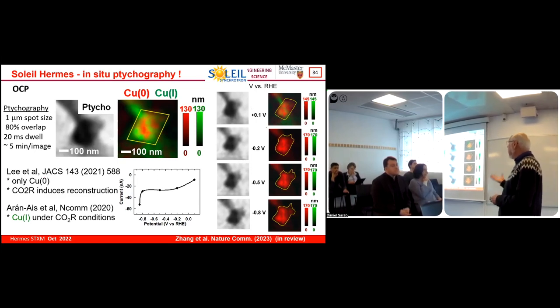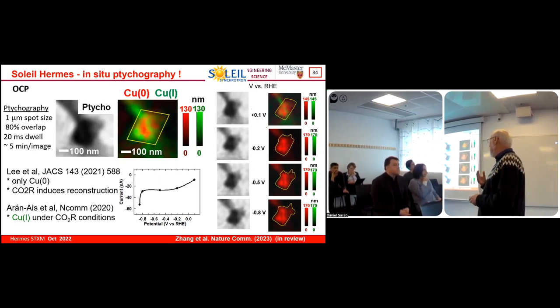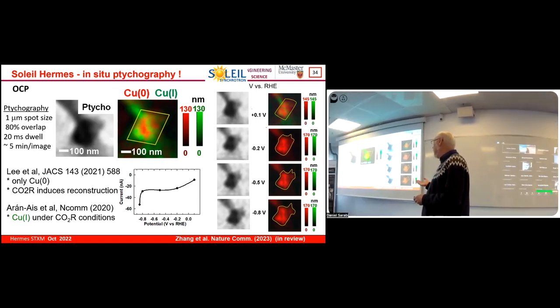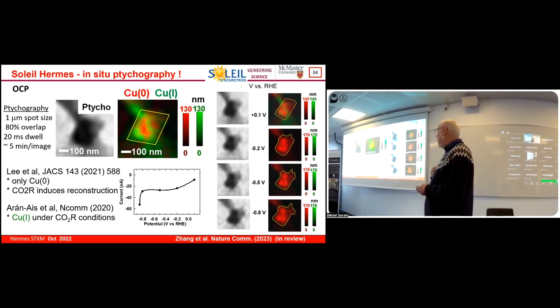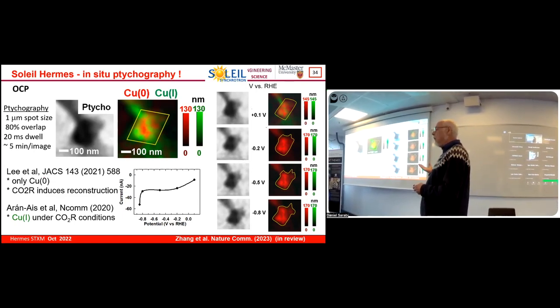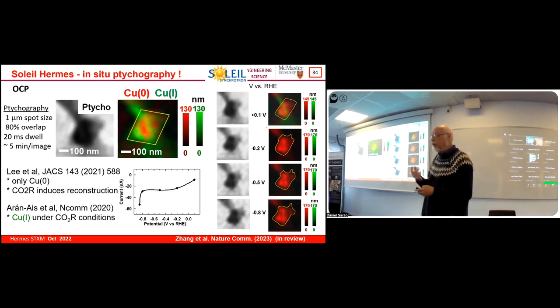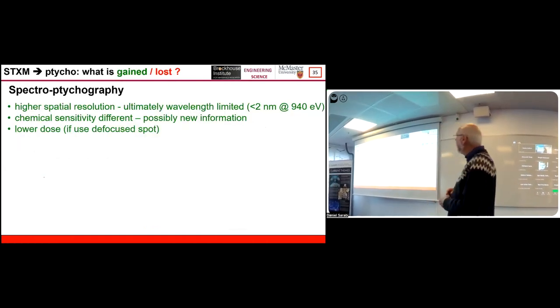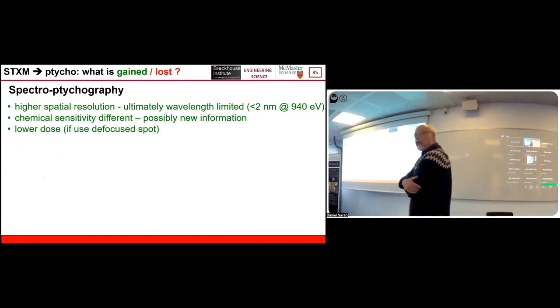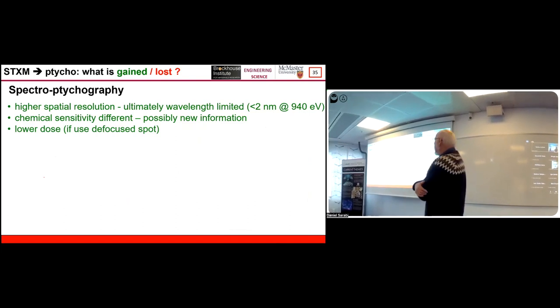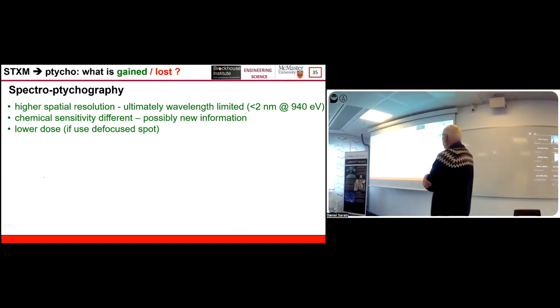So we can address this question. Is it copper one under the CO2R conditions? With our sensitivity, no. Does the reaction involve reconstruction of the particles? Our answer is yes, that we can see modifications of the envelope of the particle. Okay, just to wrap things up, because I think I'm running out of time. So just a couple of summary comments.